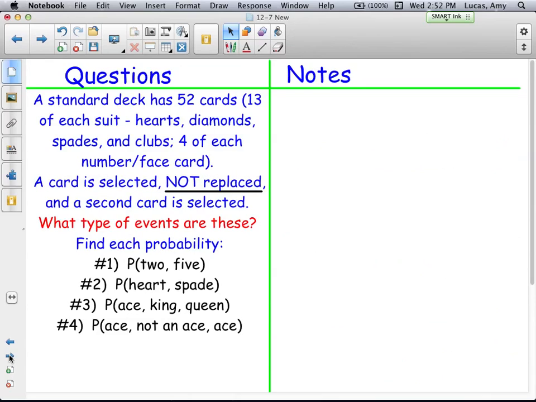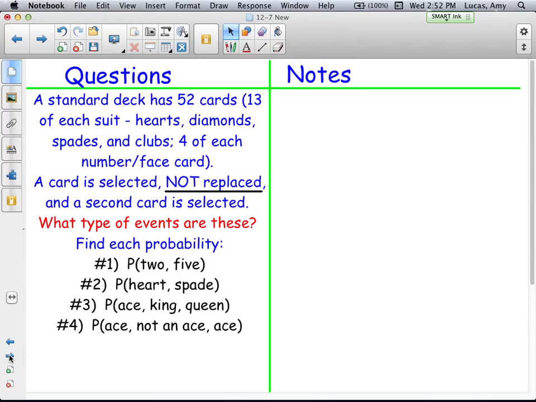The next set of examples, a standard deck of cards has 52 cards, 13 of each suit. If you're familiar with decks of cards, you don't need to write that information down. It's just for the people who aren't so familiar with cards, you would want to write it down. 13 of each suit: hearts, diamonds, spades, and clubs. And within those suits, you have number cards and face cards. Each number or face card in the deck, there are 4 of each, because there's 1 for each suit: hearts, diamonds, spades, and clubs.